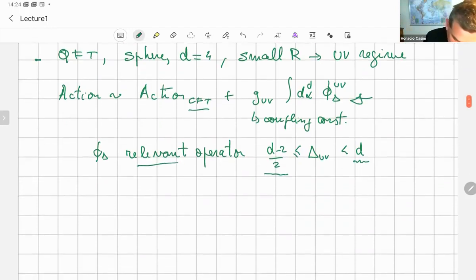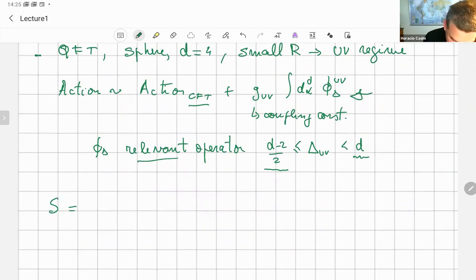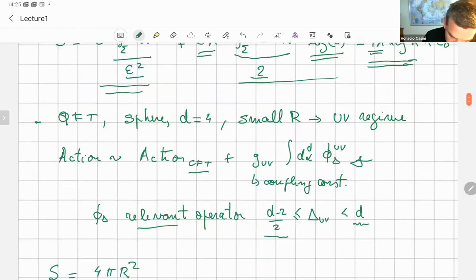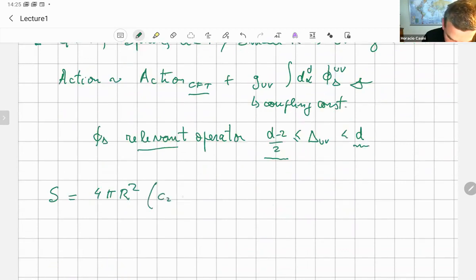So under these conditions, I will try again to write the entropy. We have an area term. This was the area term before. We have the C2 epsilon to the minus 2 that we had before. But now I also have other things with dimensions. This G, this G ultraviolet, sorry, has dimension d minus delta. So we have dimensionful quantities.